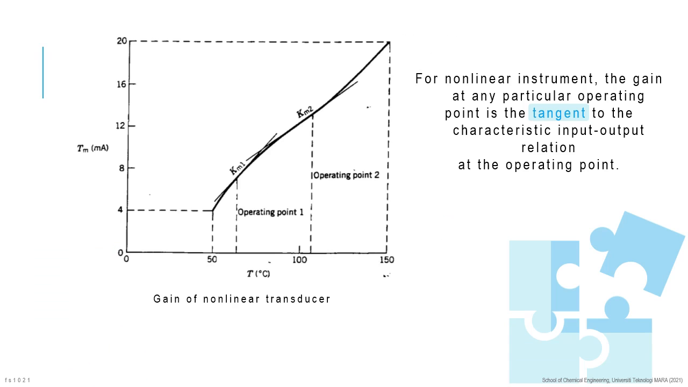While the linear relationship of the sensor transmitter combination is easy to establish, for a non-linear instrument, the gain can be obtained at any particular operating point, which is the tangent to the characteristic input to output relation at the operating point.